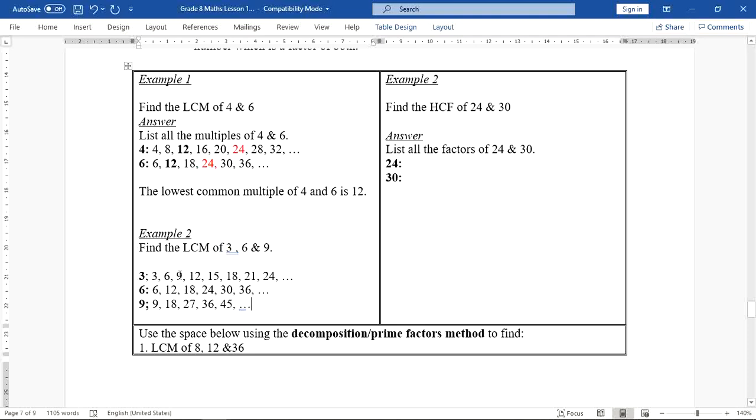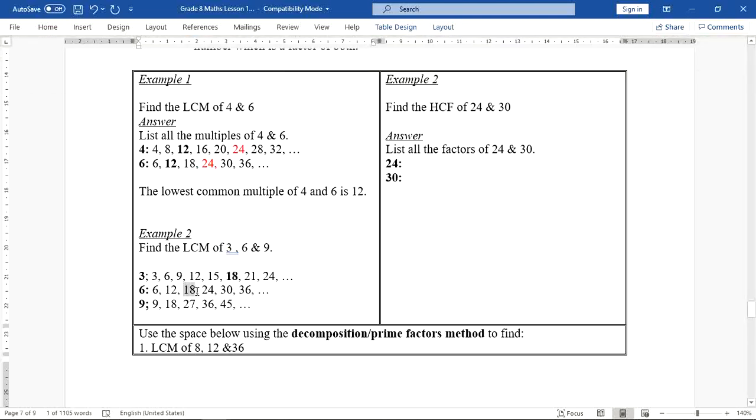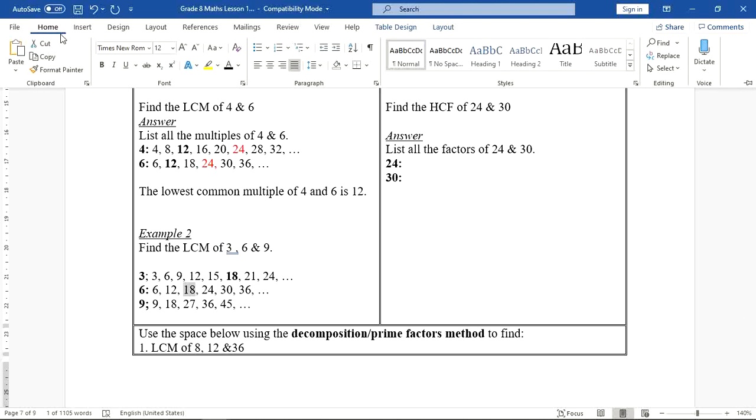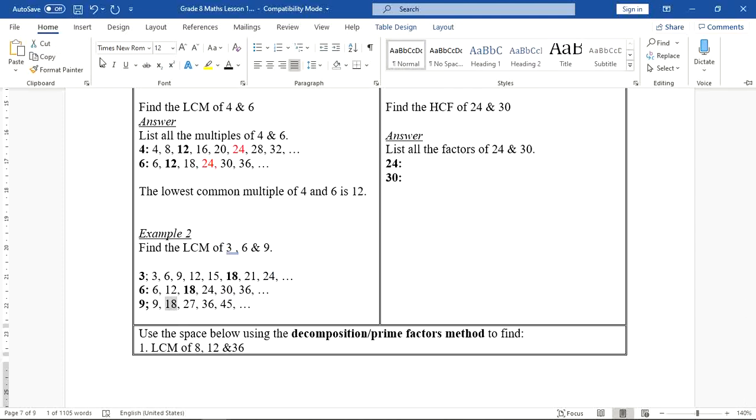Okay, as you can see, 3 has 12 and also 6 has 12, but there's no 12 in 9. So 12 cannot be a lowest common multiple because 12 is not common to 9. It does not appear on this list. We move on to the next one. There's 18 here. If you can just allow me to bold it, 18. And then there's another one on the list of 6. And also there's another one on the list of 9. Okay. Yes, we found it.